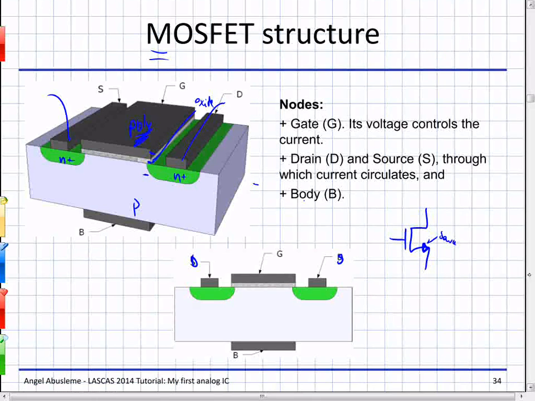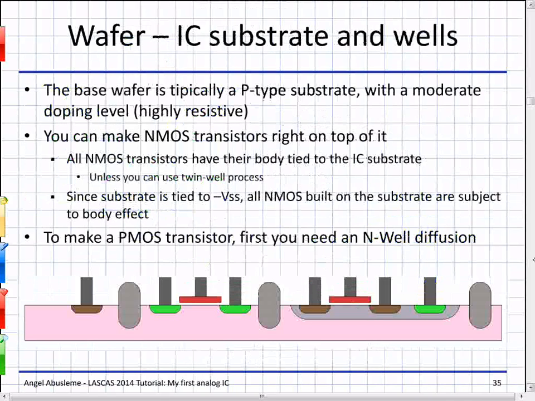All right, so we fabricate MOS transistors over a substrate. The wafer is typically a p-type substrate. So here we have p-type with a moderate low doping level, so it's a highly resistive material. And we can make NMOS devices immediately on top of it.